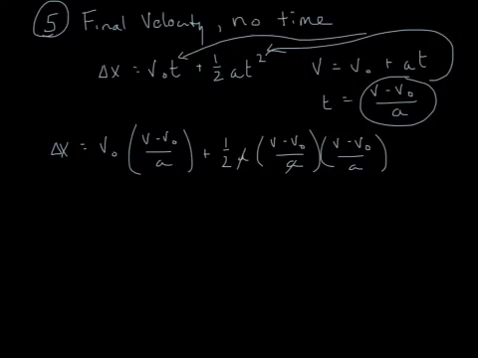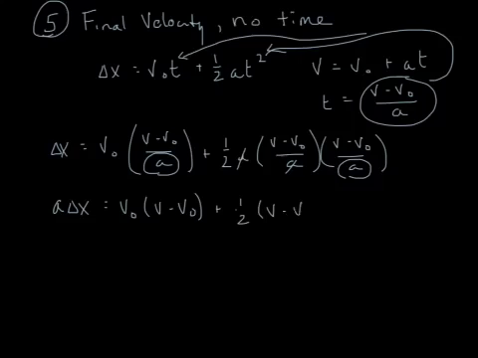And so what I end up with now, after multiplying, since now I have an a on bottom of this term and an a on bottom of this term, I'm going to go ahead and multiply both sides of the equation by a, and so I get a delta x equals v naught times (v minus v naught) plus 1/2 times (v minus v naught) squared.